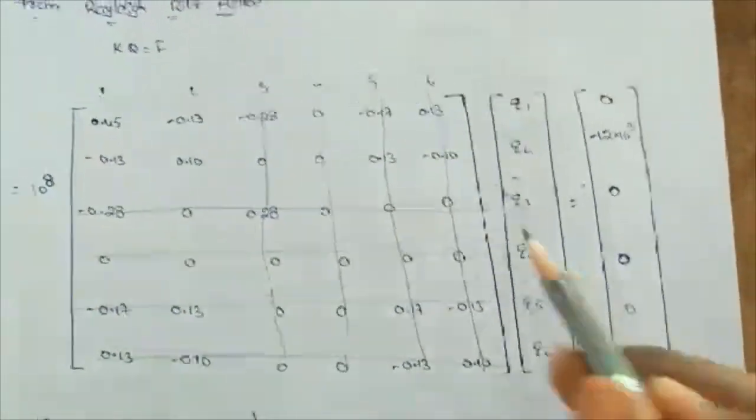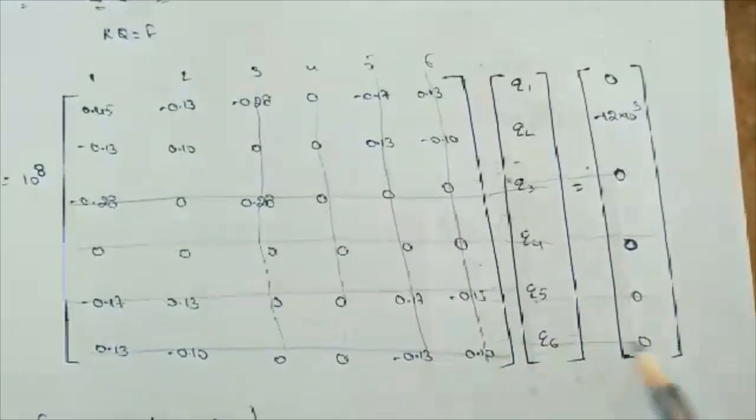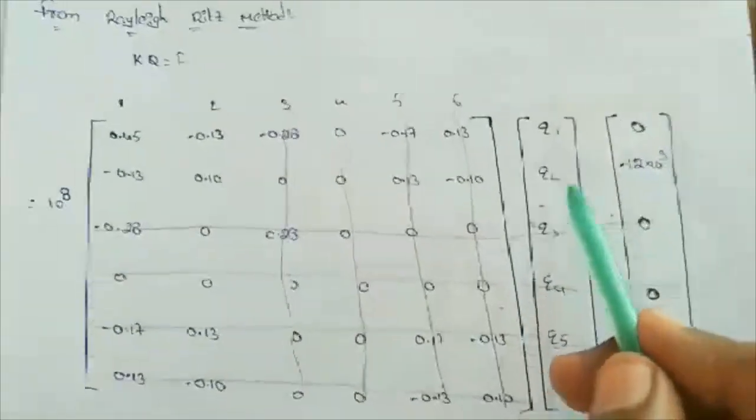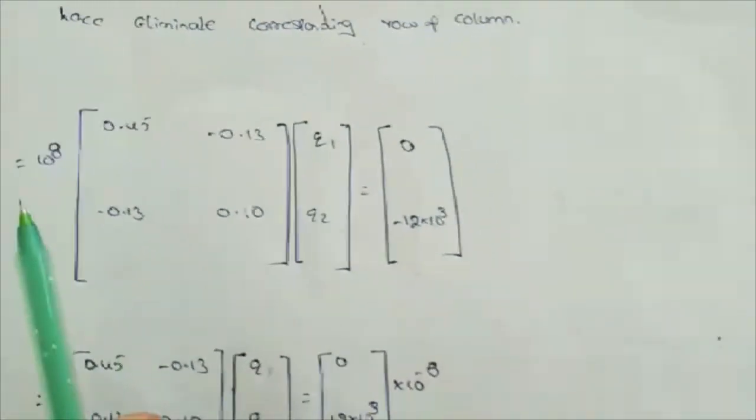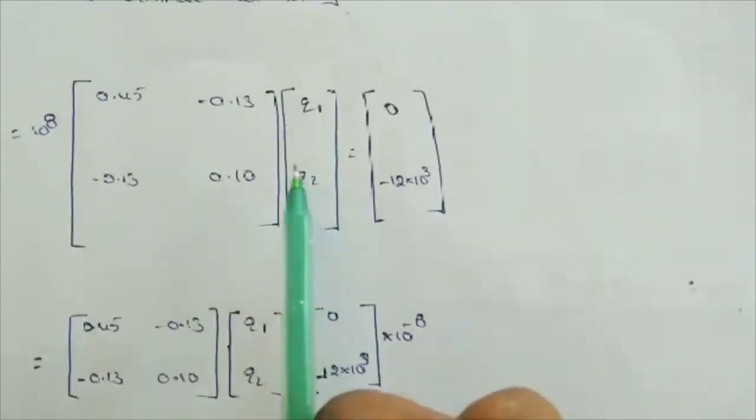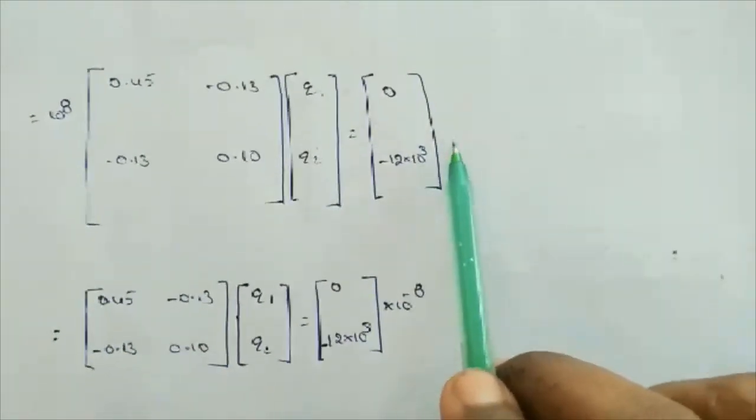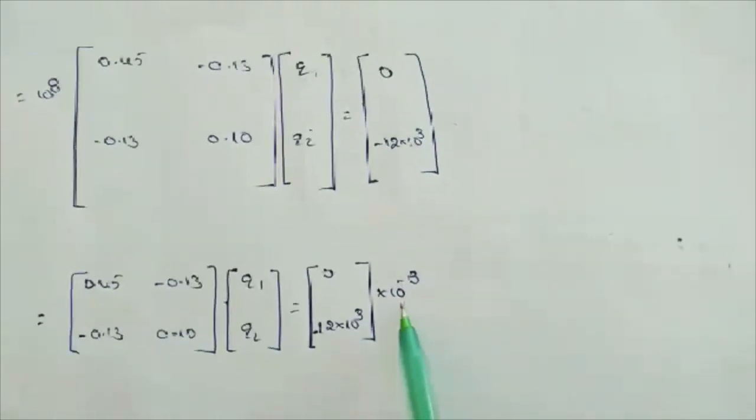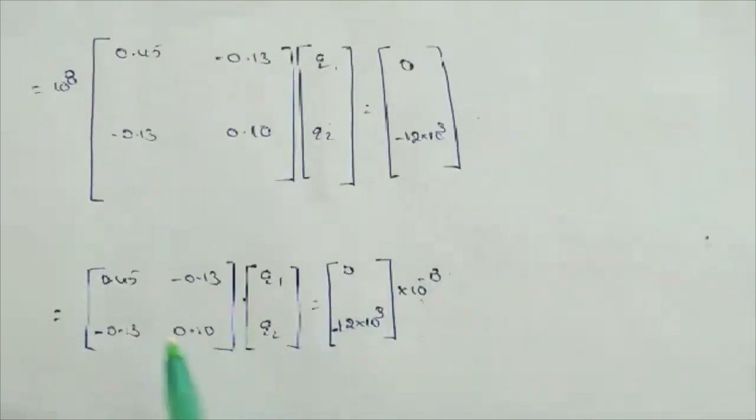Similarly, Q1, Q2 and 0, minus 12 into 10 cube. So you have to write these remaining matrices here. Then this 10 power 8 is kept out, after that it will convert into 10 power minus 8. This is the matrix. You have to multiply these two matrices.